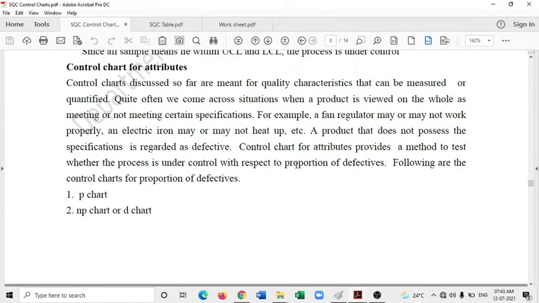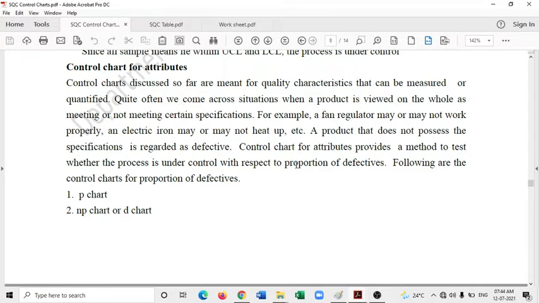In this video, we will consider the control chart for attributes. By attributes, we mean the status of a product, either it is good or defective. And we have two types of control charts in this case of attributes. One is counting the proportion of defectives or number of defectives, and the other is number of defects in a unit area of the product.